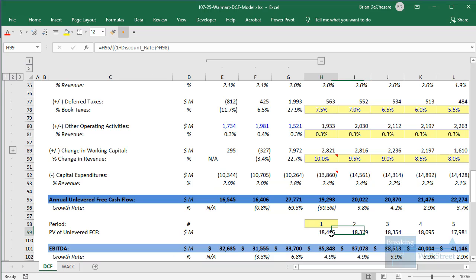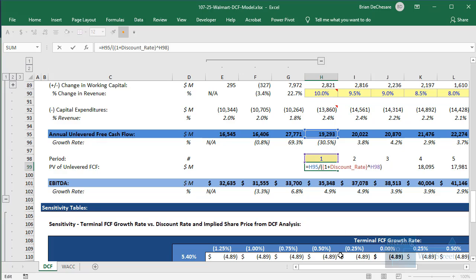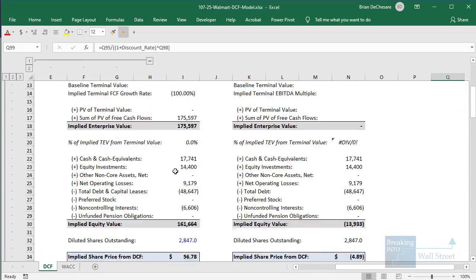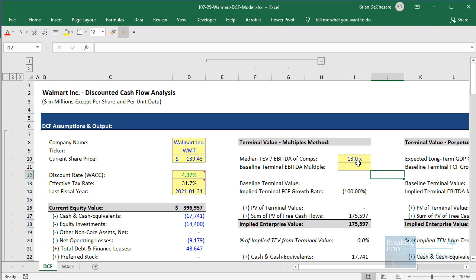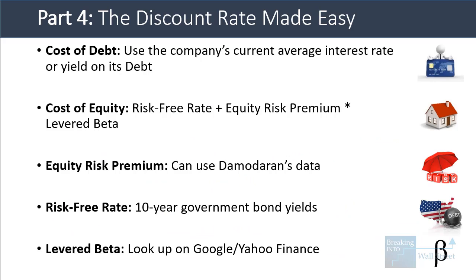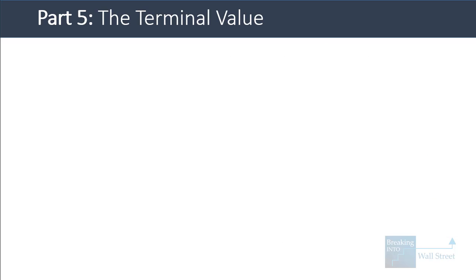And so then with the discount rate in place, what we can do is calculate the present value of unlevered free cash flow in each period by taking the unlevered free cash flow, dividing by 1 plus the discount rate raised to the power of the year number, as I'm doing right down here. And of course, the discount rate will come up in other parts of this analysis, such as the calculations for the terminal value, which is the next part of this. On that note, let's now go into part 5 and discuss the terminal value in this analysis.